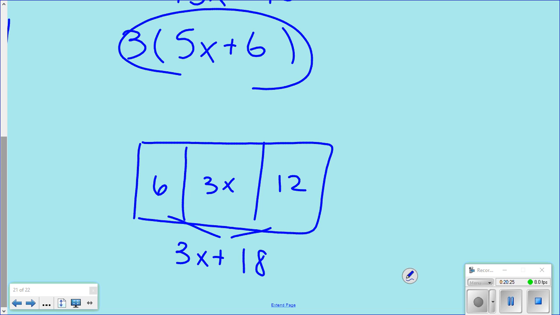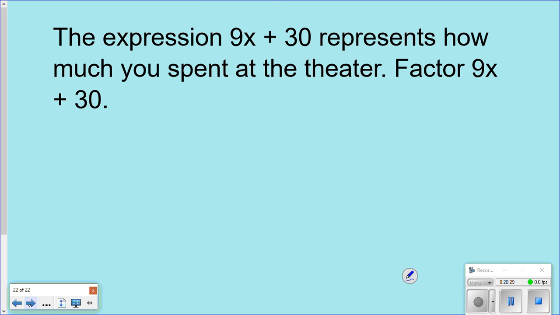Okay? And all of your story problems are going to have some kind of expression in there, so factor them out. That's all it wants you to do. If it gives you the expression 9x plus 30 represents how much you spend at the theater, factor 9x plus 30, all you do is factor, just what we did. Find the GCF, set it up how it looks like the distributive property. That's all. And that is my lesson for today.